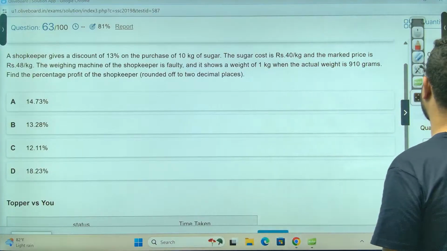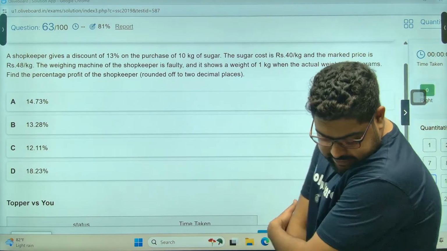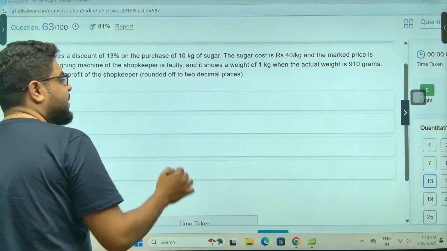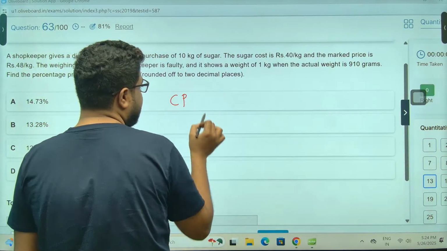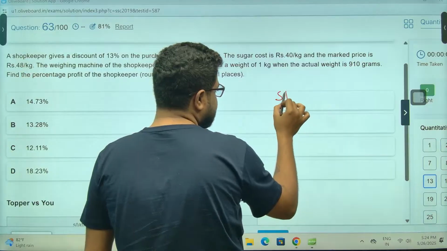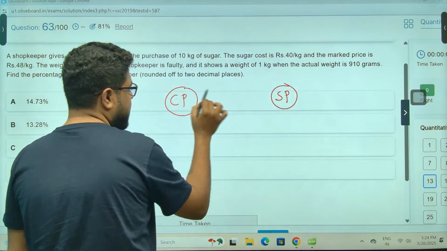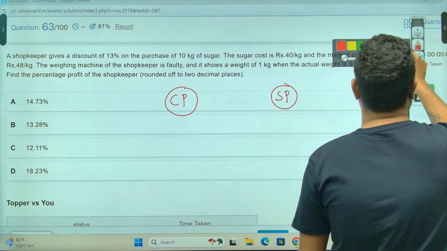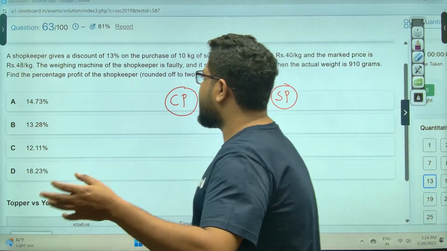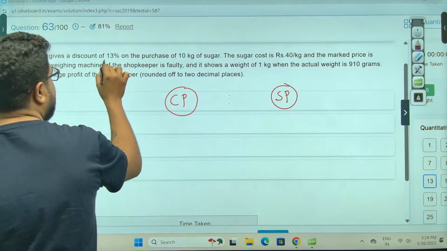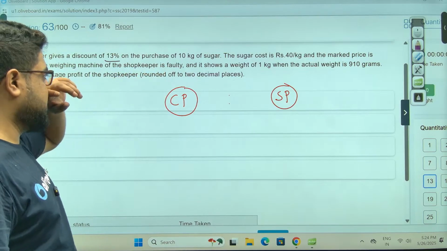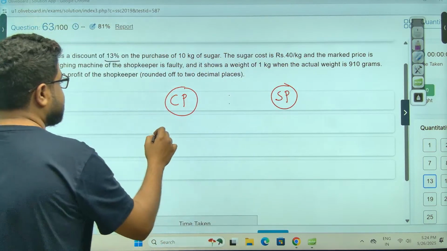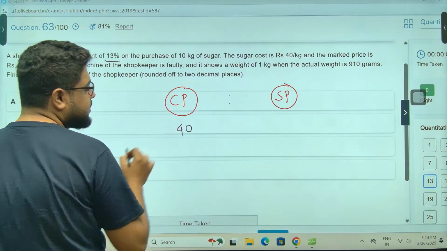So faulty weights. Dishonest dealing question. Sir, dishonest dealing question, as I have told you guys, there is only one rule, sir. Find the ratio of CP and SP, sir. Always figure out the ratio of CP and SP, sir. Nothing else. Shopkeeper gives a 13% discount on the purchase of 10 kg of sugar. I don't think 10 kg will be needed. Sugar costs this. Marked price is this. Okay sir. Sir, sugar CP is 40.